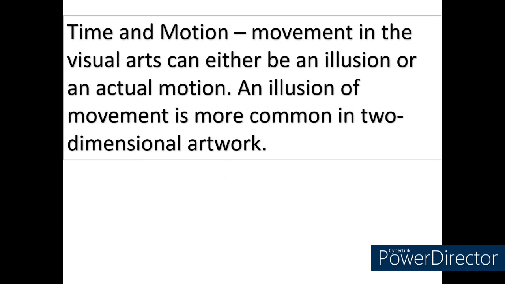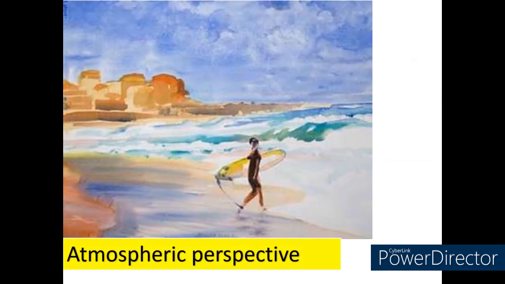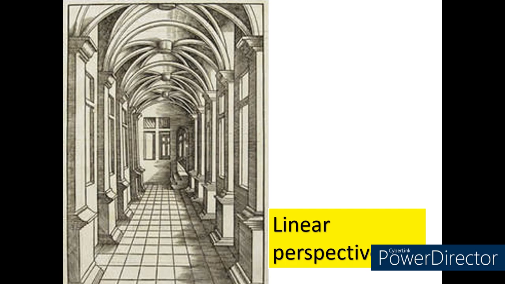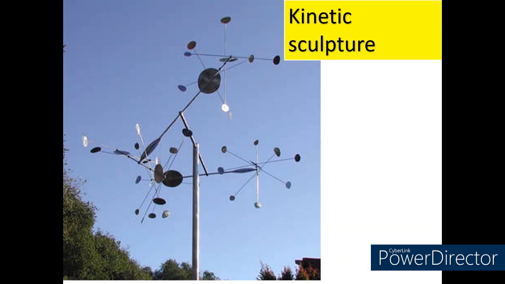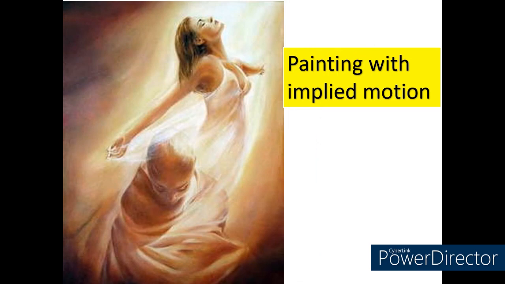Time and motion: movement in the visual arts can either be an illusion or an actual motion. An illusion of movement is more common in two-dimensional artwork. For example, the atmospheric perspective. Another one is the linear perspective. Another one is the kinetic sculpture. And the next one is painting with implied motion.